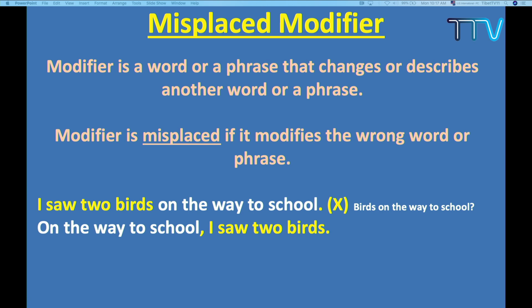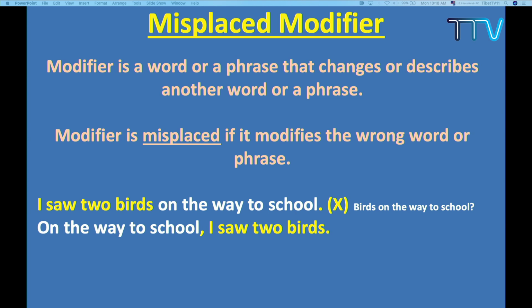For example, I saw two birds on the way to school. You see, on the way to school, that is the modifier, that is the phrase. Now, we know that the modifier should always stay next to the word it describes. So, on the way should be describing the birds. Why? The birds are on the way to school. Do you think the birds are going to school? Why? Because according to the rule, the modifier always stays next to the word it describes.